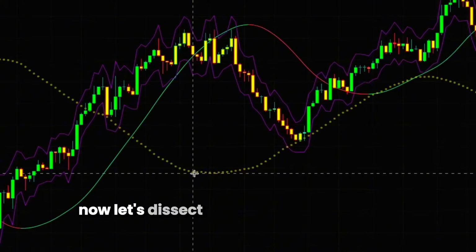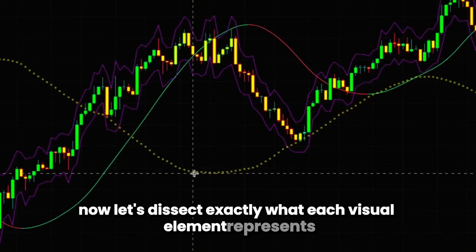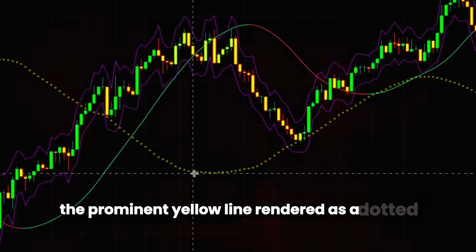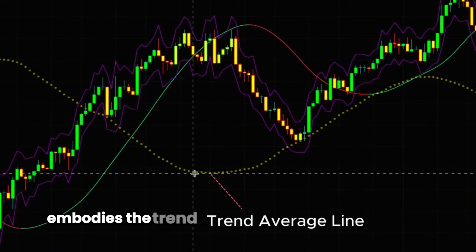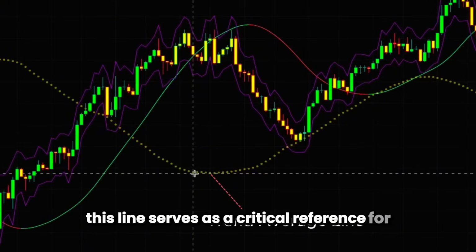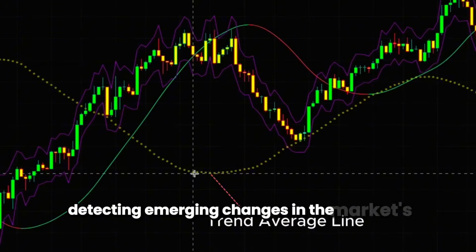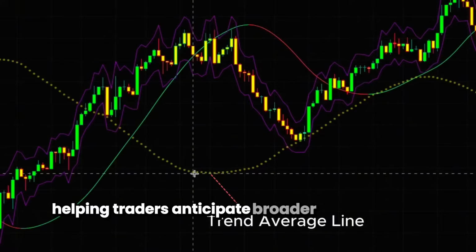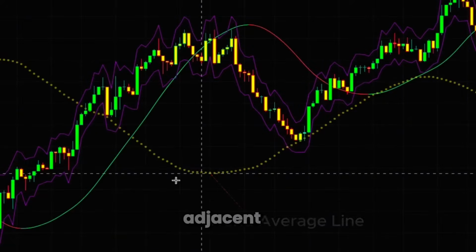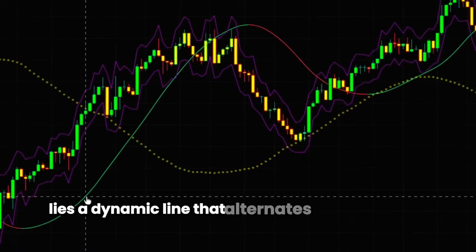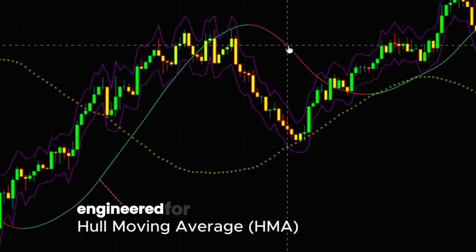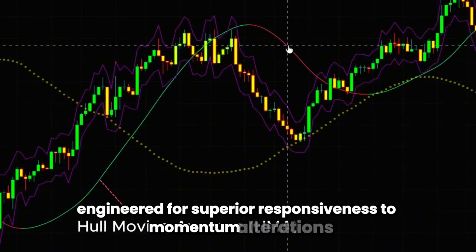Now, let's dissect exactly what each visual element represents and its role in decision-making. The prominent yellow line, rendered as a dotted trace, embodies the trend average that was just enabled. This line serves as a critical reference for detecting emerging changes in the market's longer-term directional bias, helping traders anticipate broader shifts beyond immediate noise. Adjacent to it lies a dynamic line that alternates between green and red hues. This is the Hull Moving Average, engineered for superior responsiveness to momentum alterations.